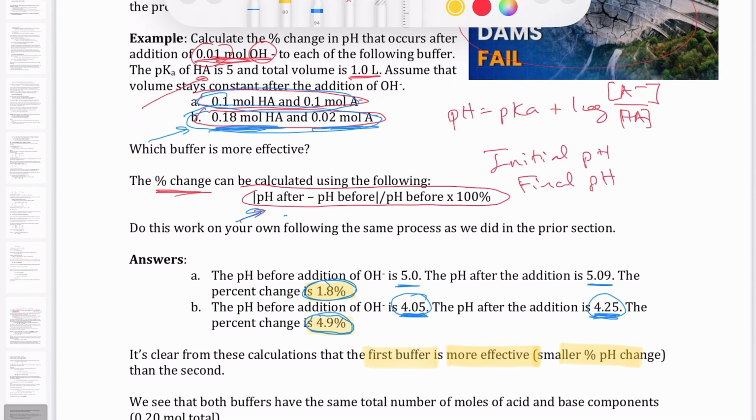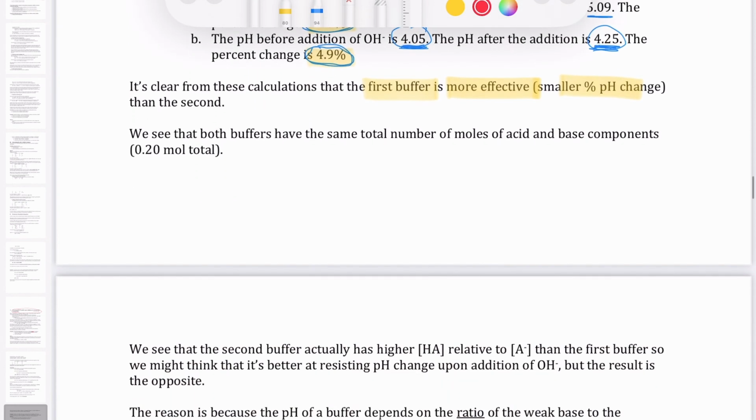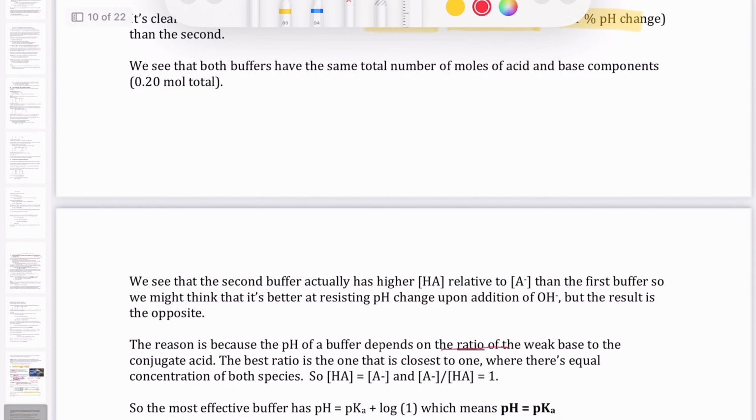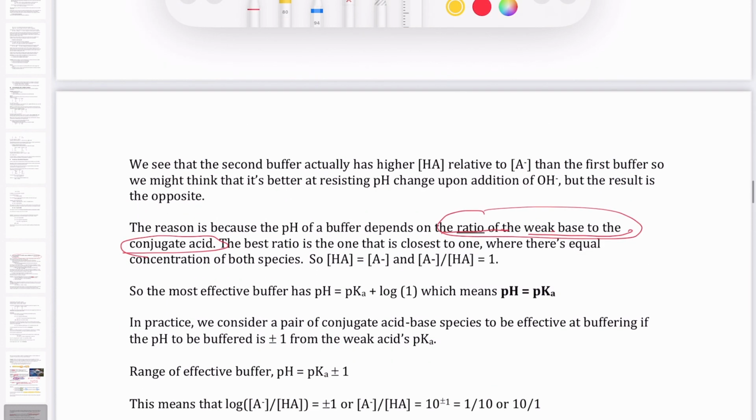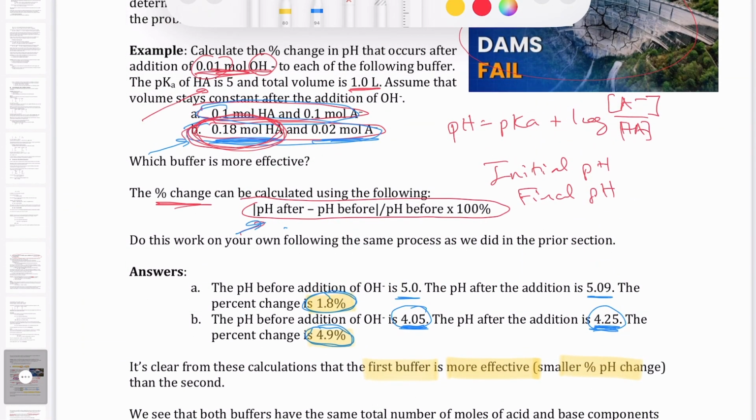The second buffer actually has more weak acid to begin with. So you might think that if it has more weak acid, it should be better able to resist the pH change when we're adding the strong base. But the key here is that it's not that. The pH of the buffer actually depends on the ratio of the weak base to the conjugate acid. So it's not so much just one component or the other component. What the buffer pH depends on is the ratio, and that's what we see in the Henderson-Hasselbalch equation.